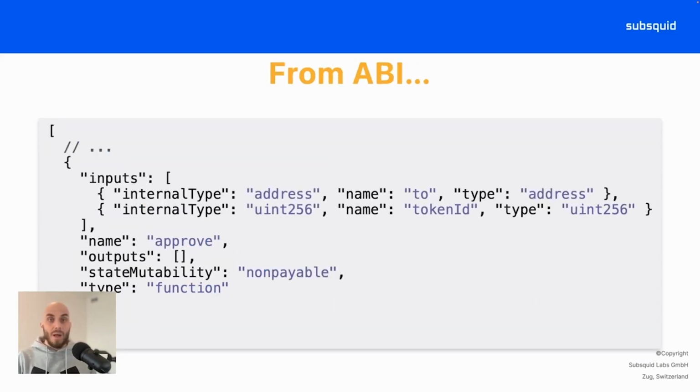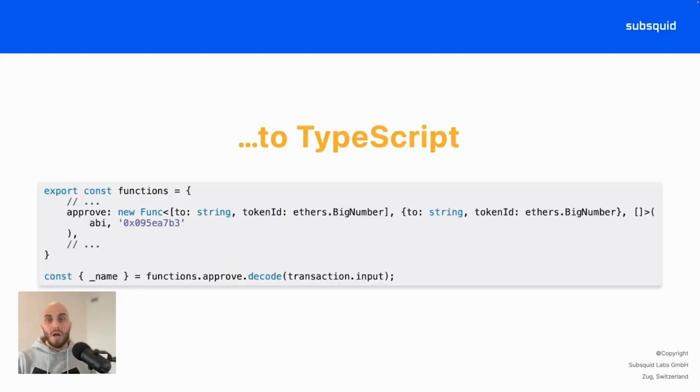Next, you are able to import your contract API in the form of a JSON file. And once again, our command line tools will automatically generate TypeScript code that is able to interface and communicate with your on-chain contract. You can also use these TypeScript interfaces to decode your transactions or events.